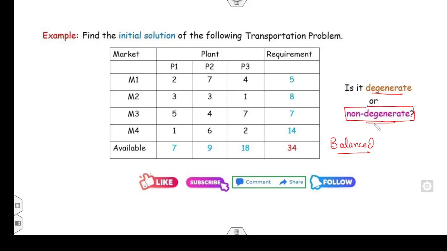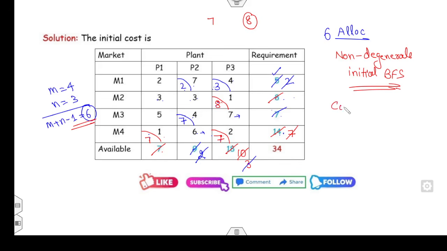No, it's a non-degenerate solution. And you can easily find the cost, that you can multiply 2 into 7 is 14, 4 into 2 is 4, into 3 is 12, 8 into 1, 7 into 4, 7 into 1, 7 into 4. That is the right answer of the problem.